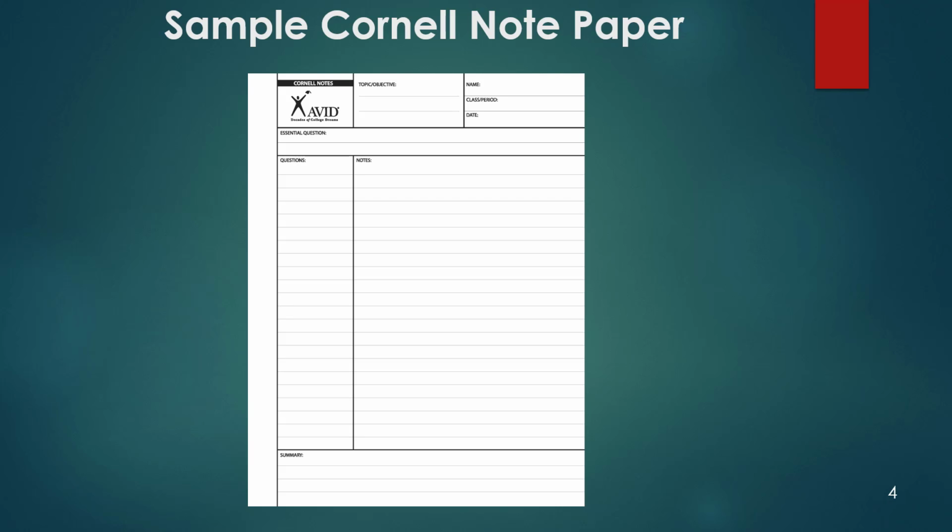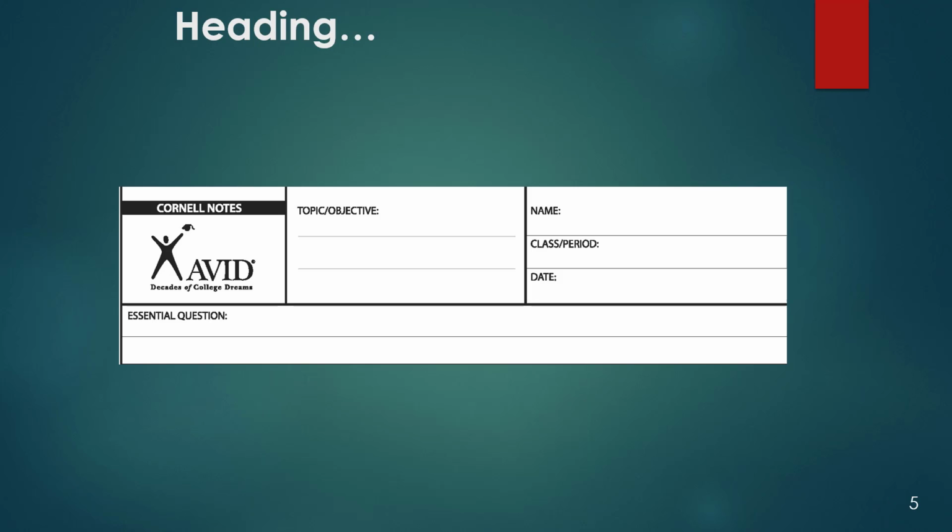This is a sample Cornell note paper. You don't need specific Cornell note paper. However, you can use just a basic loose leaf paper and set it up in a Cornell format. It is the format and the process that is important, not the paper. Cornell note paper should have a heading, and in that heading you would have your essential question. And today for this lesson, our essential question is, how are Cornell notes different from how I have taken notes in the past?